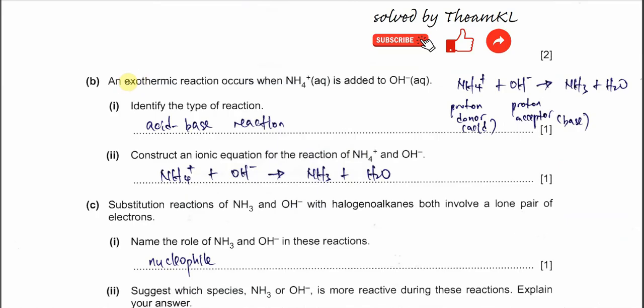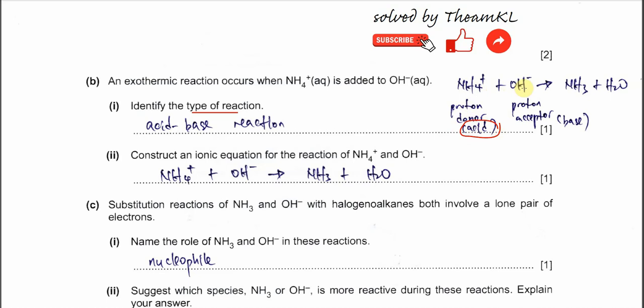Part B. An exothermic reaction occurs when ammonium is added to hydroxide. Identify the type of reaction. So for the reaction between ammonium and hydroxide, it's something like this. When the ammonium and hydroxide react, it will form ammonia and H2O. So in this reaction, we know that the ammonium is the proton donor. So it releases one proton. So the ammonium now is an acid.